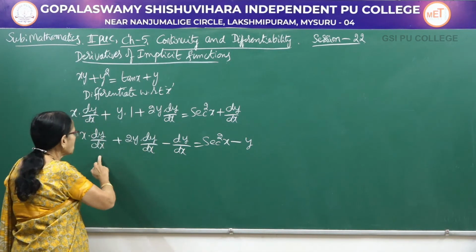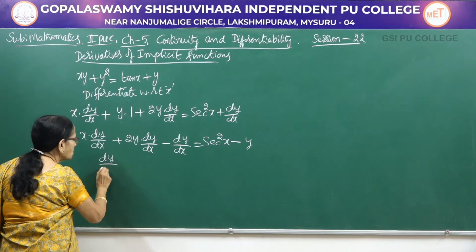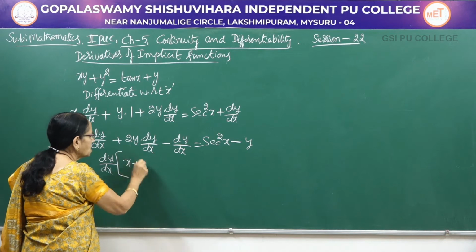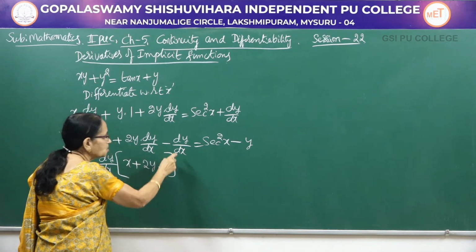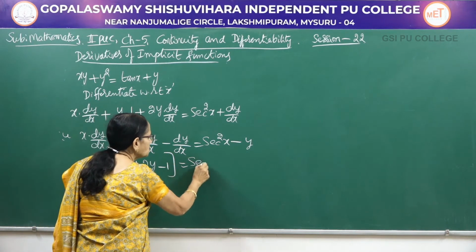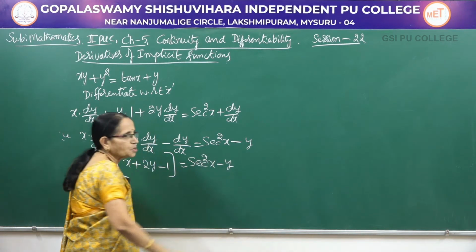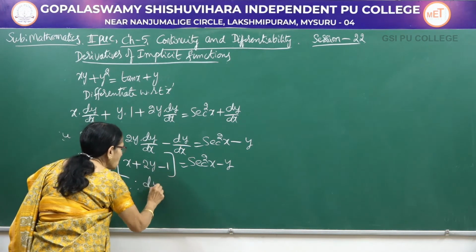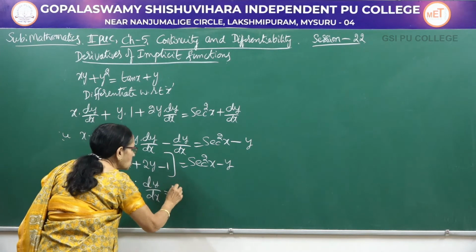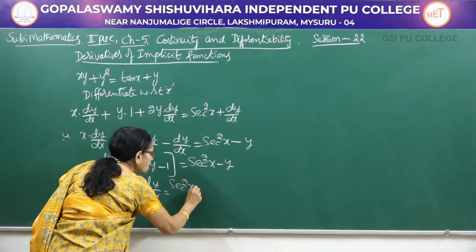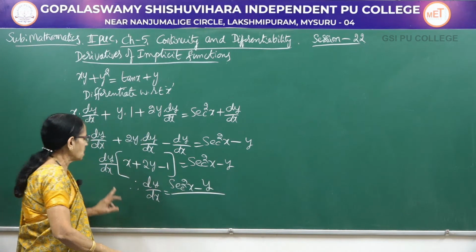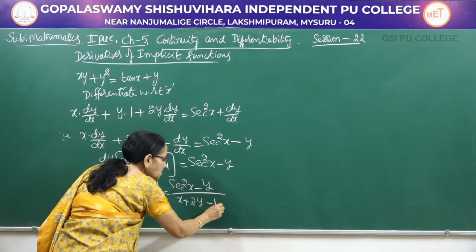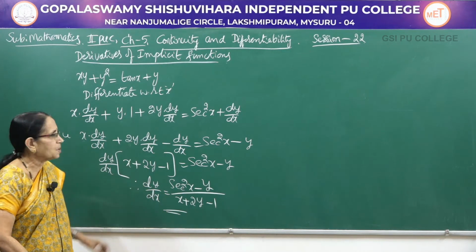First step. Now, take dy by dx as a common factor. It is dy by dx into what is remaining? x is remaining, here 2y, and here it is minus 1, and this is secant square x minus y. So, our problem is to get the value of dy by dx. Therefore, you write dy by dx would be equal to, write the right hand side, secant square x minus y divided by, write the coefficient, that is x plus 2y minus 1. So, this is the derivative of the function.